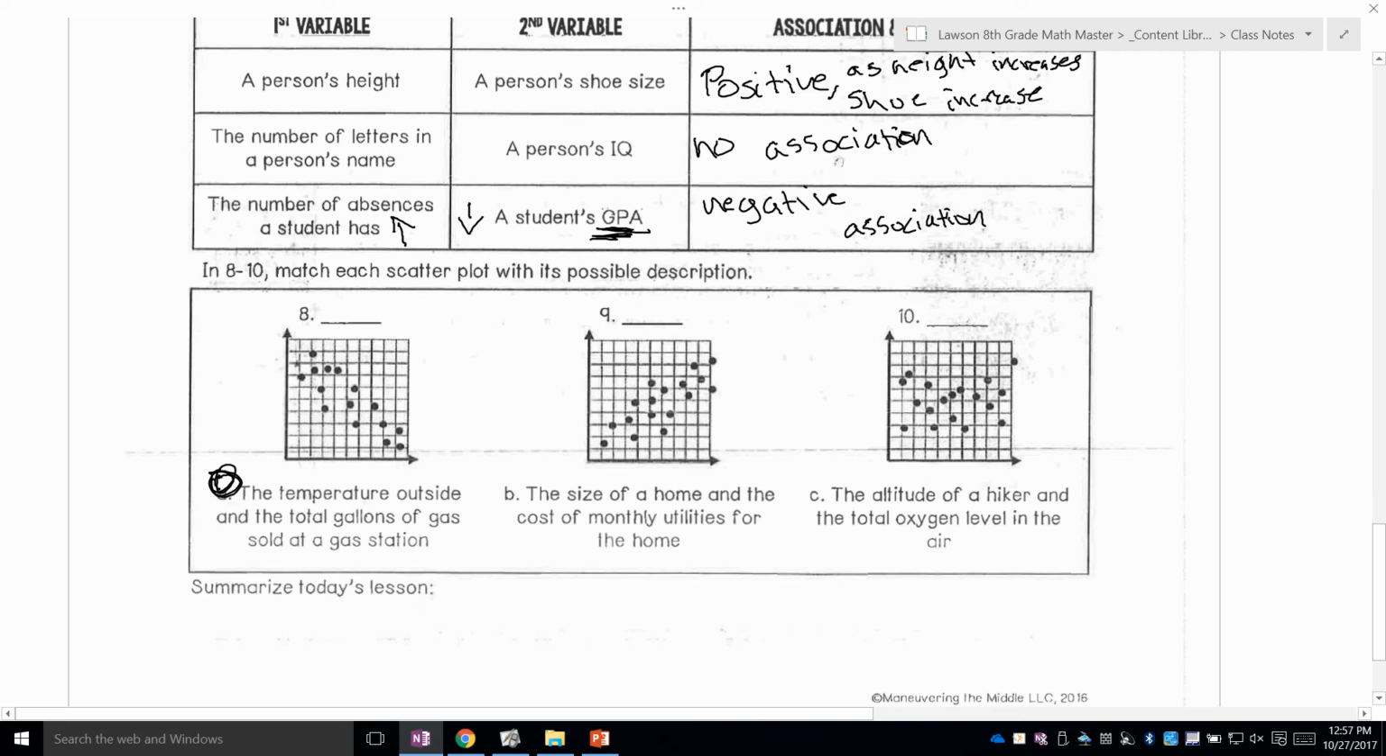Okay, so if we're looking over here at A, it says the temperature outside and the total gallons of gas sold at a gas station. Well, does the temperature determine how much you drive? Not particularly, right? And this is talking about gasoline at a gas station. Now, if it was the total amount of gas sold at like a gas store for butane tanks and stuff like that, that might be one thing. But it doesn't matter what the temperature is outside on the gas for your car. So we're going to say that this is going to have no association.